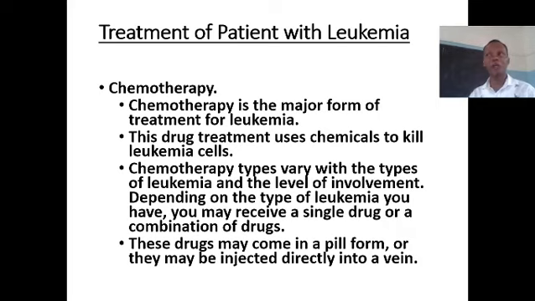The type of drug to be given varies depending on the type of leukemia and the level of leukemia involvement. Depending on the type of leukemia you have, you might receive a single drug or a combination of drugs. These drugs might come in a pill form or they might be injected directly into the vein.